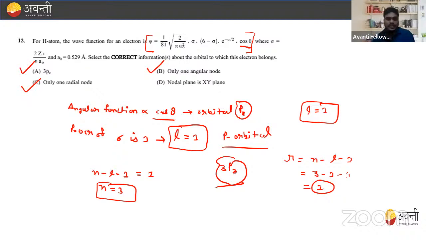Okay, fine. So from this question, we learn the power of sigma is 1. So we can say L is equal to 1 there, right? So L is equal to 1. Once we know L is equal to 1, then we can easily calculate angular node, radial node, whether it is a 3pz or not, or whether the nodal plane is the XY plane. So all four options A, B, C, and D are absolutely correct.